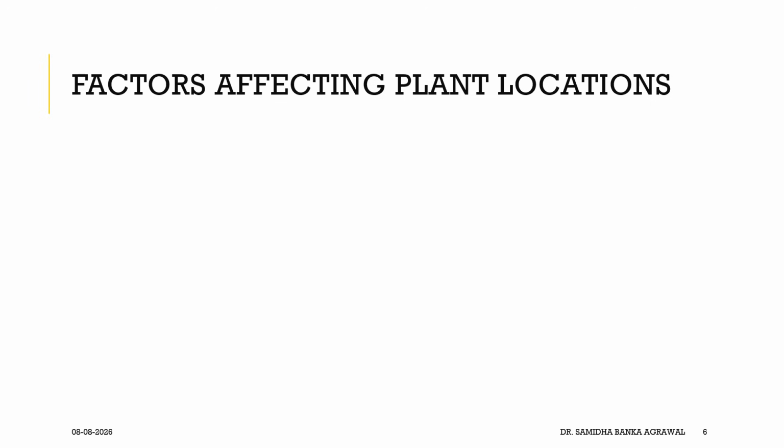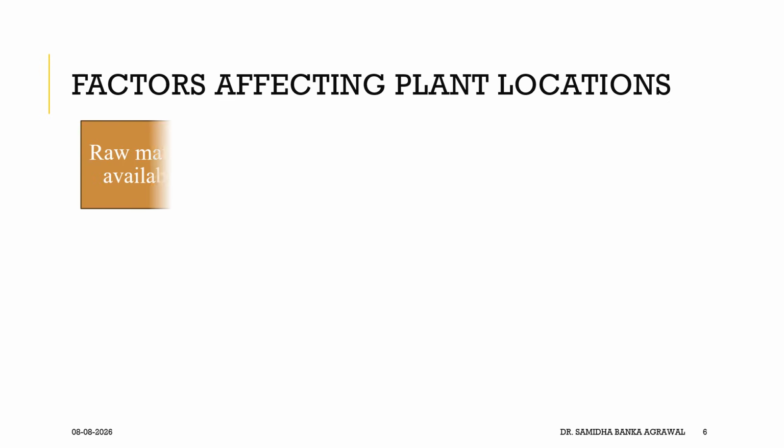Now let us see how engineers decide where to establish an entire plant. Site selection, or factors affecting site selection, and factors affecting plant location are the same. Selecting a proper location for a chemical plant is a long-term strategic decision because relocating an industry later is extremely difficult and expensive and not at all advisable. The factors affecting plant location are generally classified into two categories, primary factors and specific factors.